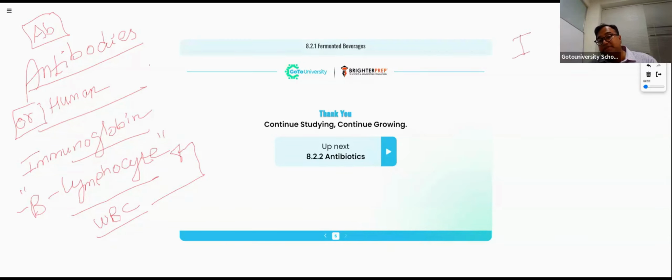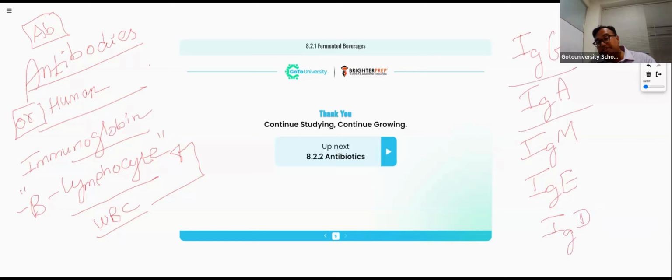This immunoglobulin symbol is Ig. So either you say IgG, either you say IgA, either you say IgM, either you say IgE, either you say IgD. Like this many number of antibodies are there. So IgG, IgA, IgM, IgE, IgD. These are the 5 different type of antibody, right?